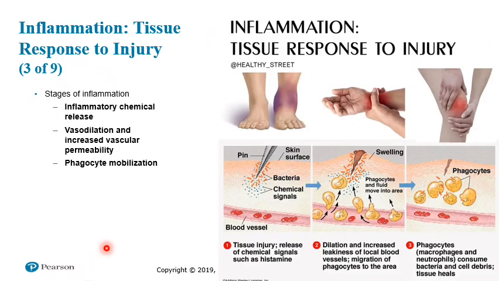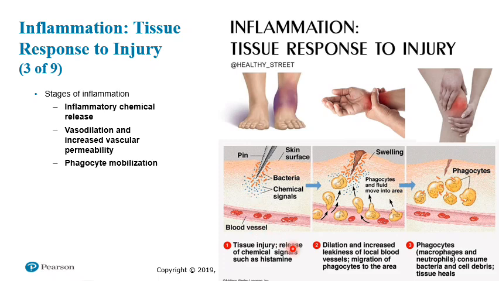So let's take a look at the stages of inflammation. The first stage in inflammation is tissue injury. When you have tissue injury, inflammation is bound to start. There's going to be a release of chemical signaling molecules, and one of them is histamine. Histamine is produced, most especially in the tissues, by, I'm pretty sure you know that, the mast cells of the tissues.